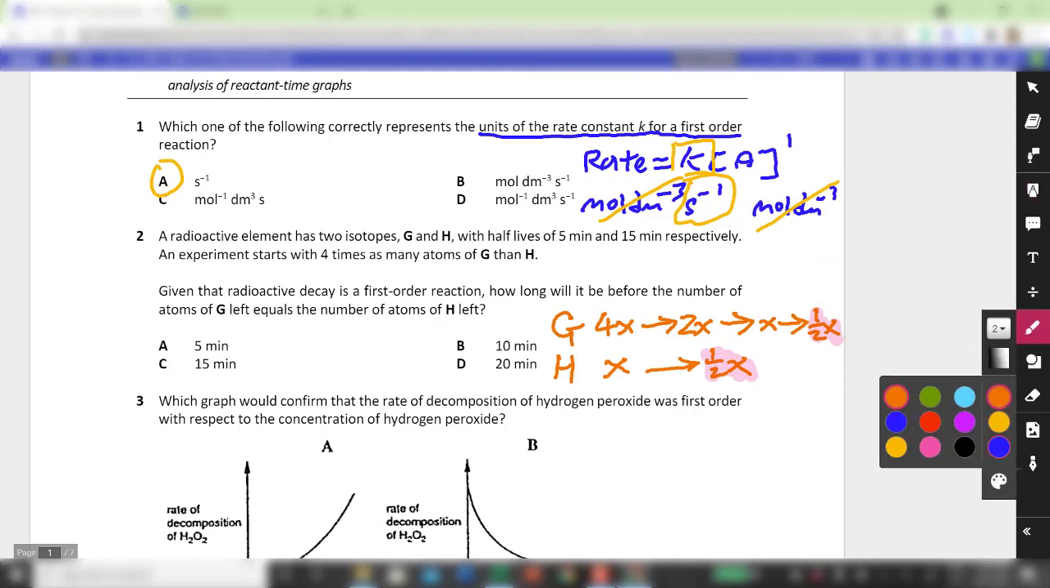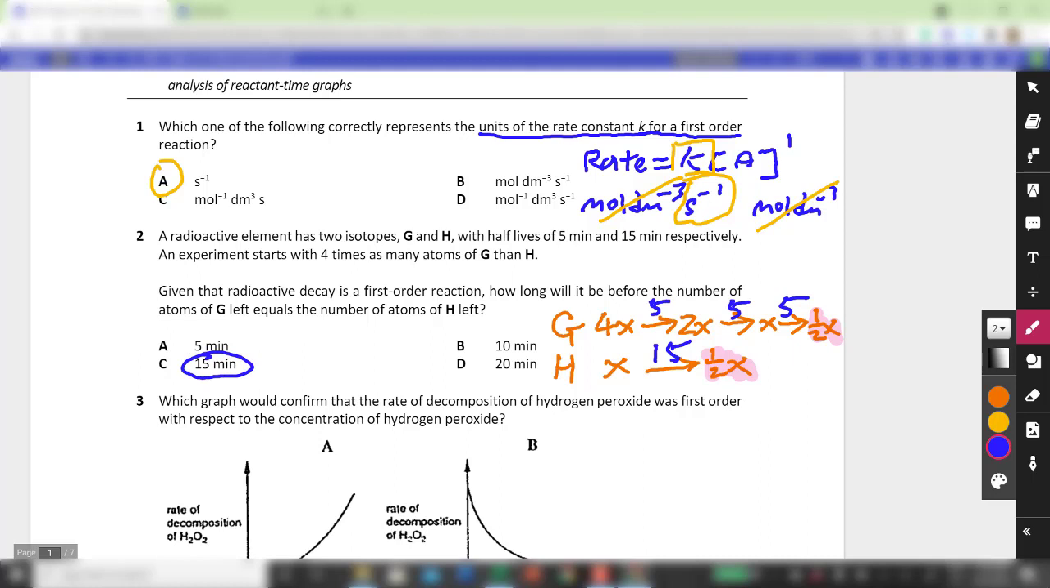If you just count the half-lives, you have 3 for G. So in the case of G, it will be 5 minutes, 5 minutes, and 5 minutes. And in the case of H, it will be 15 minutes. So in that case, I will pick option C, which is 15 minutes.